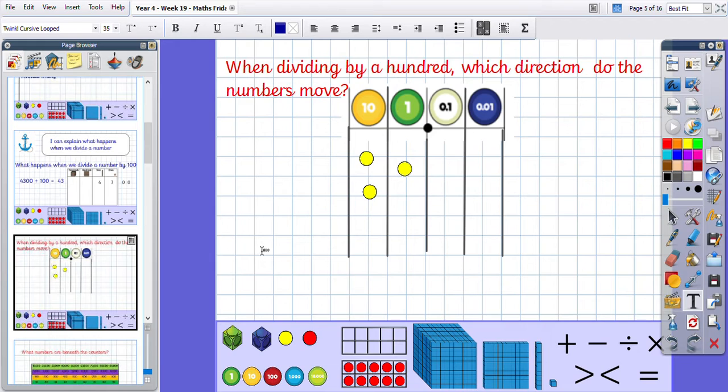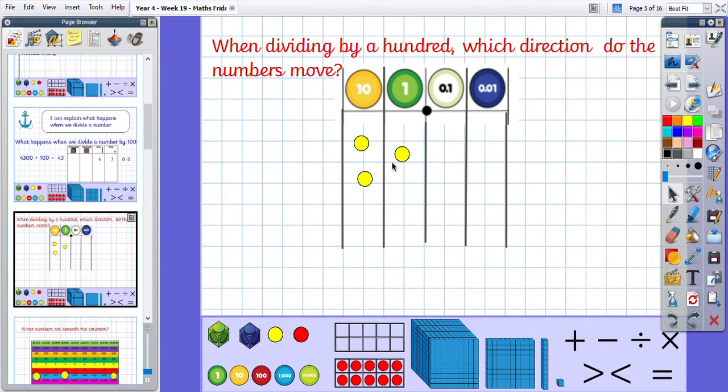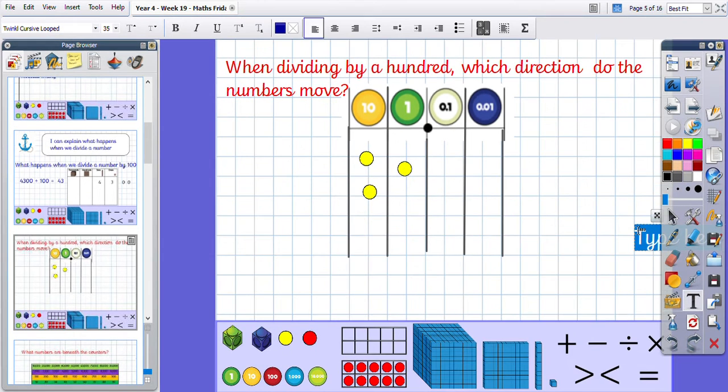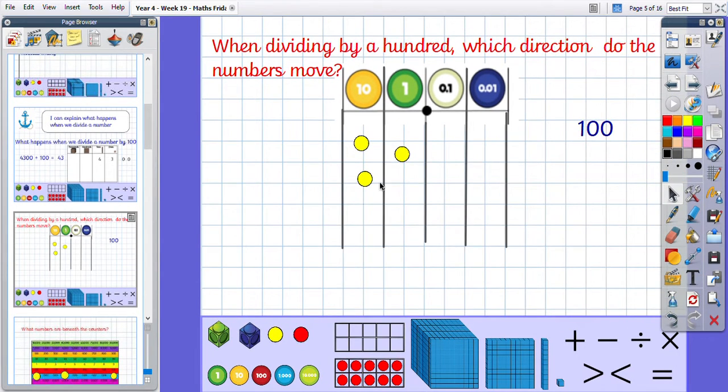So when dividing by 100, which direction do the numbers move? So we know that when we divide, our numbers move to the right. And because we're dividing by 100, we are moving 2 places because the numbers are getting 100 times smaller, and each column is 10 times smaller, but we want to go 100 times smaller, so we have to move twice.